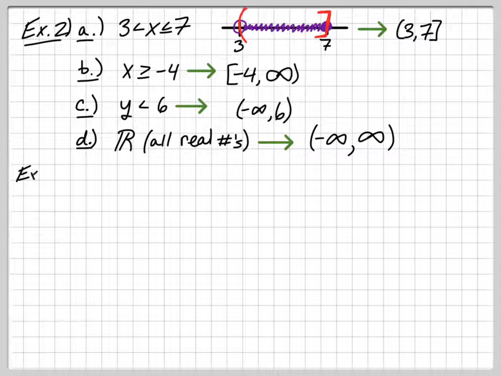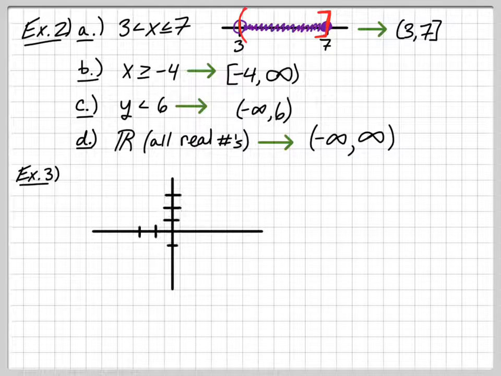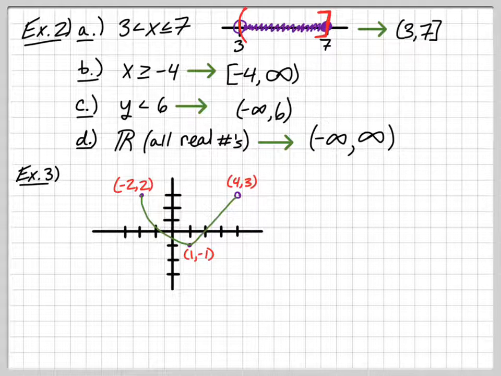Okay, so for example 3 here, I'm just going to make a little graph. I'm going to sketch something. So I'm going to put a few points down. I'm going to go -2, 2, 1, -1, and 4, 3.